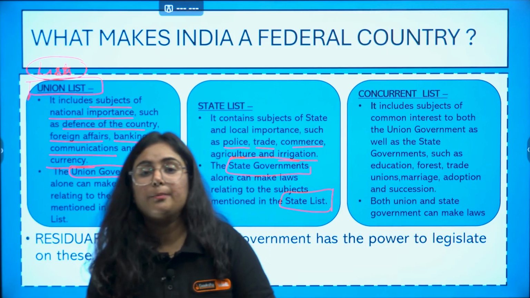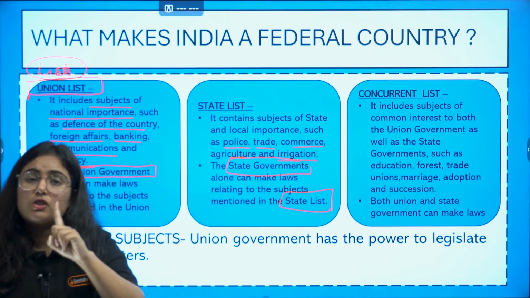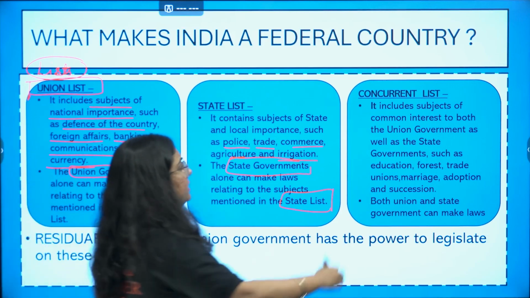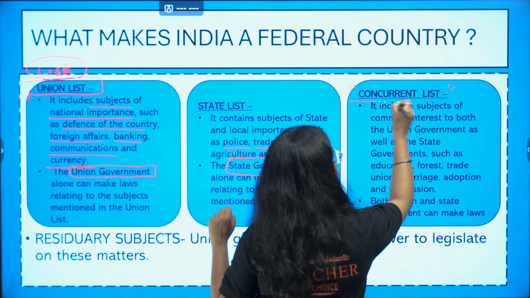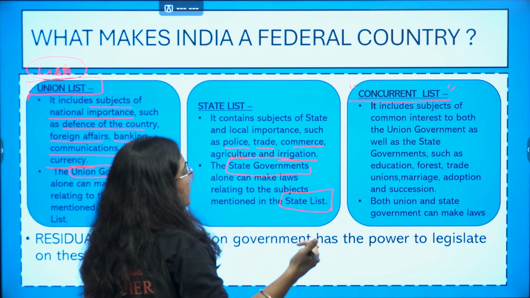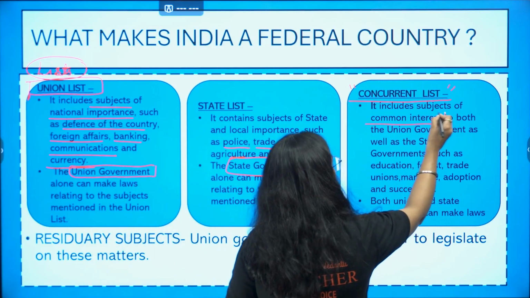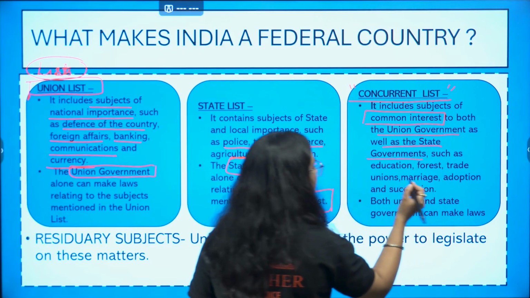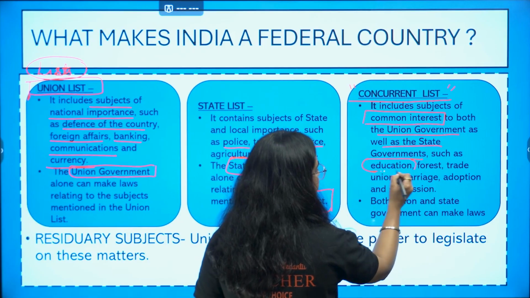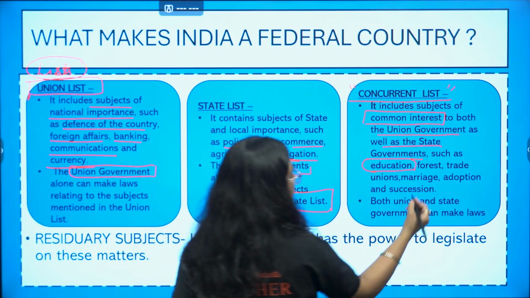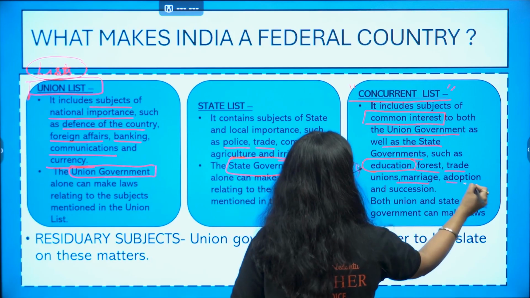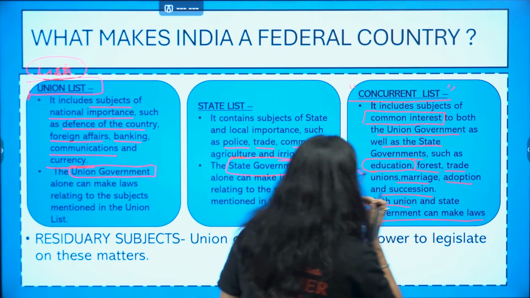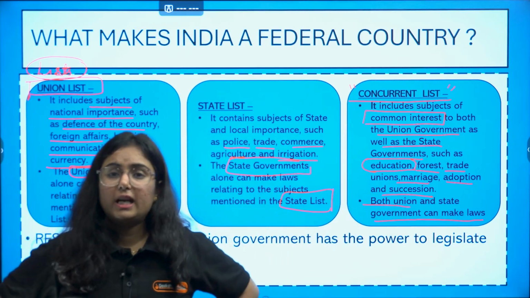But in the country, there might be some subjects on which both can legislate, right? Yes, and this is known as the concurrent list. Here there are subjects which are of common interest, that means for the union government as well as for the state government. For example, education, forest, trade, marriage, adoption, succession. So here both the union and the state government can make the law.